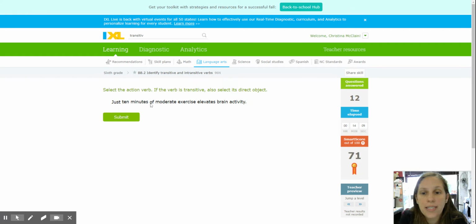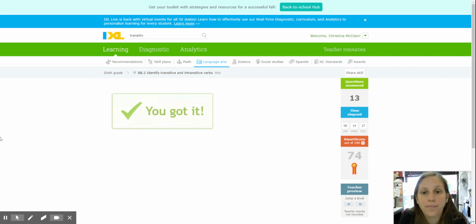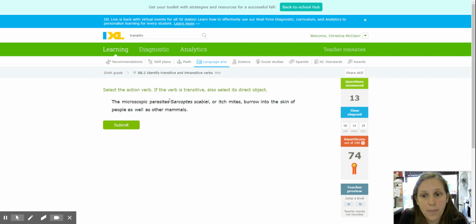Just 10 minutes of moderate exercise elevates brain activity. Okay. So what's the action? Am I exercising? No. Exercise here is the noun. Elevates is the action. What does moderate exercise elevate? Brain activity. So that was a transitive verb.